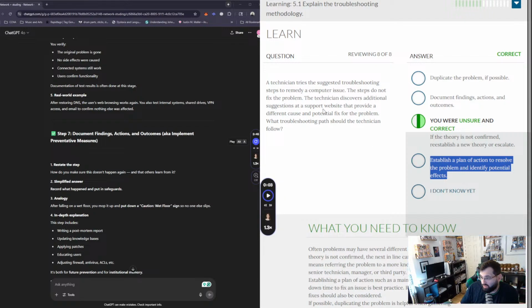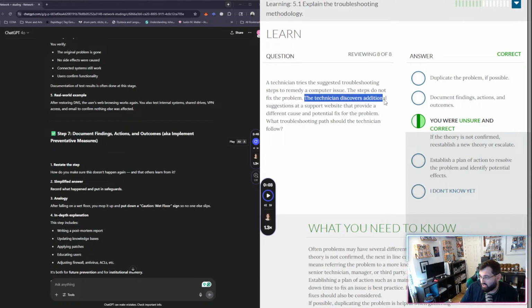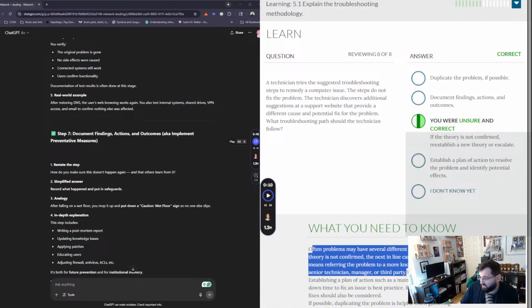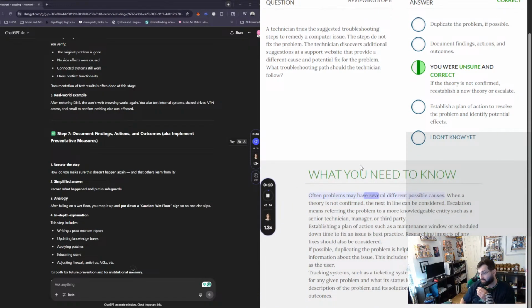No, because we don't really have a plan. It says that it didn't work. The technician discovers additional suggestions because his steps did not fix the problem. So it's still going on. So let's see what's going on. Let's read this real quick. Let's read the very top one. Often problems may have several different possible causes. When a theory is not confirmed, the next in line can be considered. Escalation means referring the problem to a more knowledgeable entity such as a senior technician, manager, or third party.